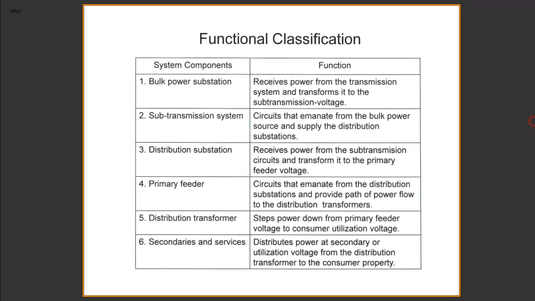Nothing fancy here. This is just a keyword from 1 to 6 that talk about the classification of bulk power system, substation to sub-transmission system to distribution substation, primary network feeder, distribution transformer, as well as the secondary and the service. So those are the definitions.